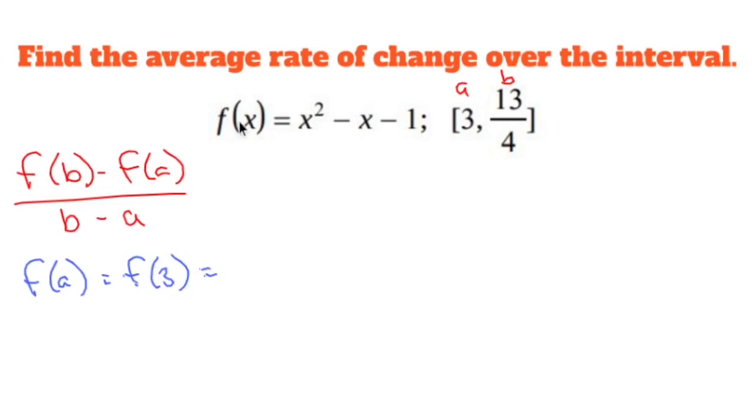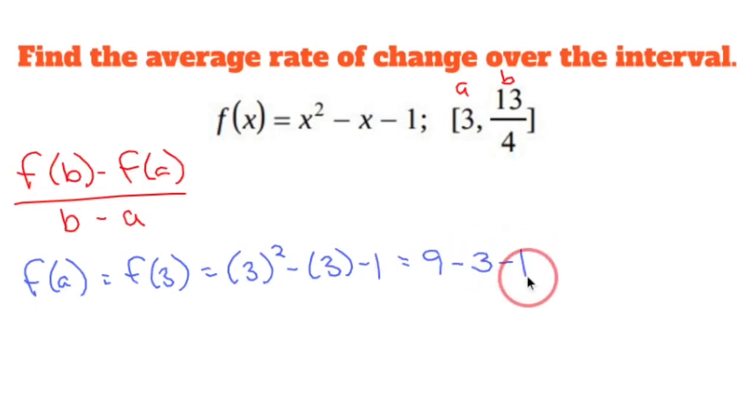F of 3 means I take 3 and I plug it into every x up here. So 3 squared minus regular 3 minus 1. 3 squared is 9, minus 3 is 6, minus 1 is 5. Bada bing. So f of a is 5. A was 3. Now on to the rough stuff.